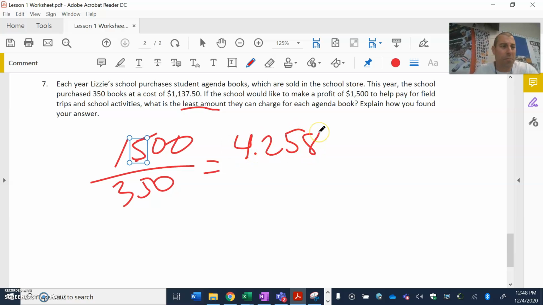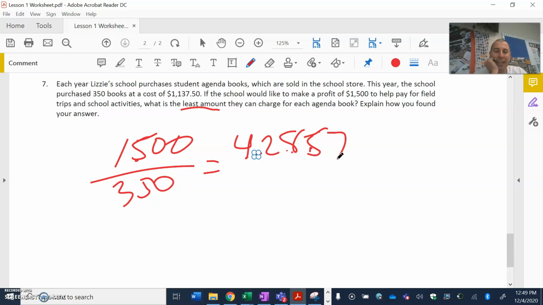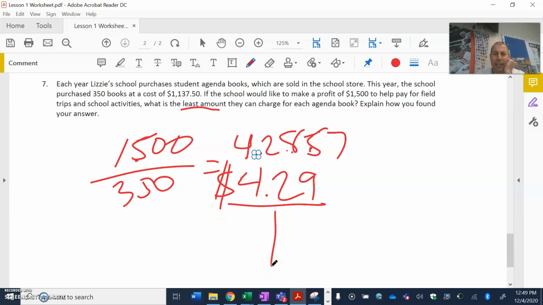We're going to be dealing with money here. 4.2857. Okay, I got it that time. So the idea here is $4, and if we round that, that's going to be $4.29. So the idea here is $4.29. That would be for each book. That would get us to $1,500.